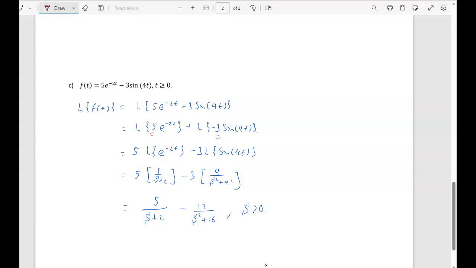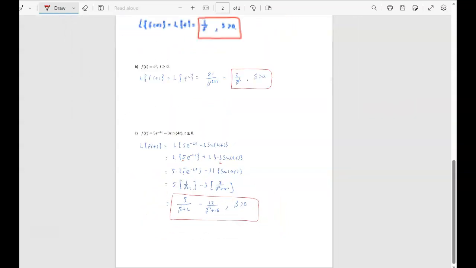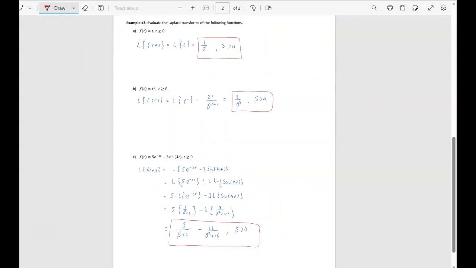That's actually it for these problems. The main idea is to apply the formulas for the property of the Laplace transforms.